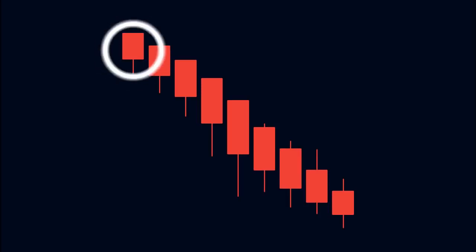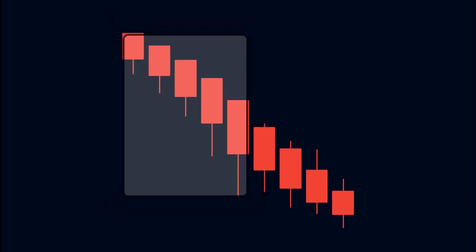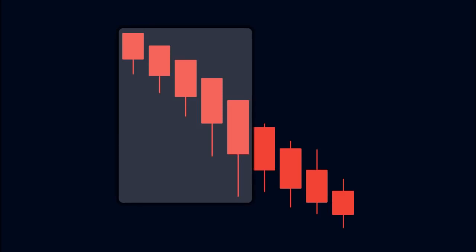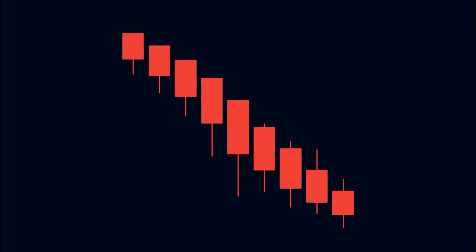The trend starts with this small red candle. As the new candles are formed, the body of each candle gets bigger and bigger. And there are virtually no upper wicks on these candles. This indicates the sellers are gaining momentum and strength on each candle. Hence, it is a good indication for sellers.